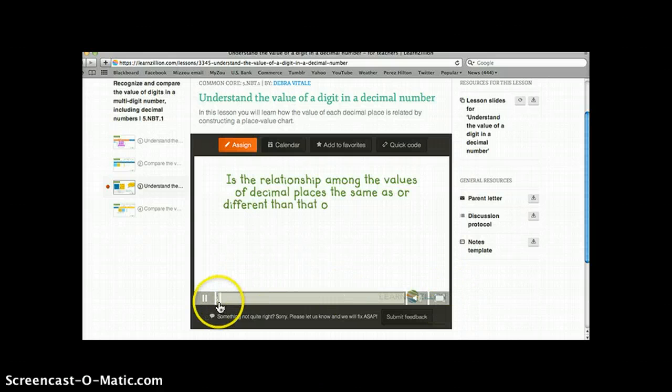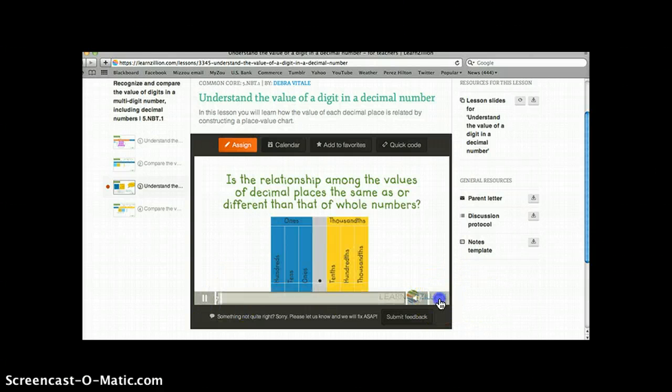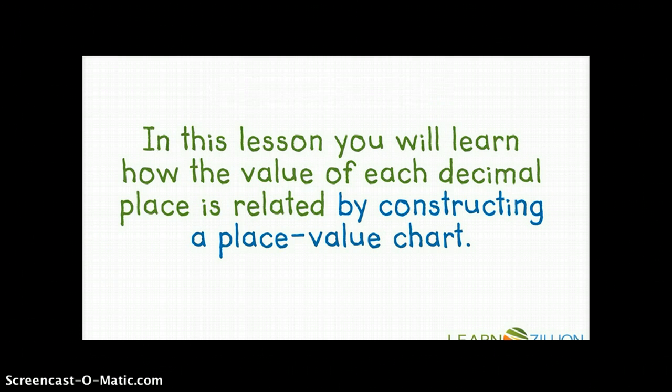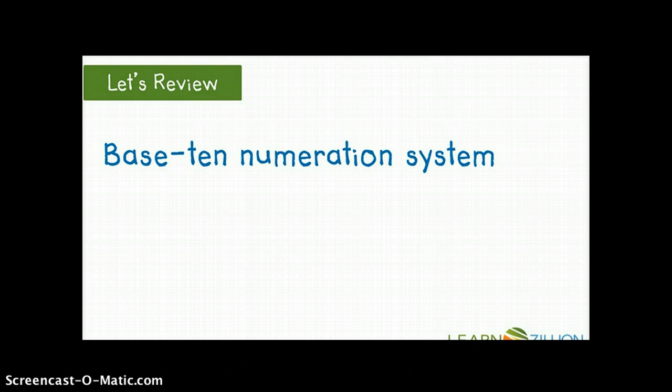Same as or different than that of whole numbers. In this lesson, you will learn how the value of each decimal place is related by constructing a place value chart. Numbers are made up of digits in the same way that words are made up of letters. Our number system has 10 digits, 0 through 9. The position of a digit in a number affects its value.